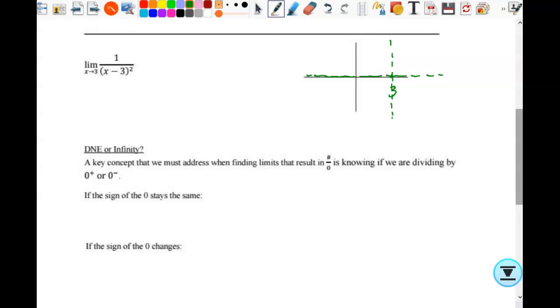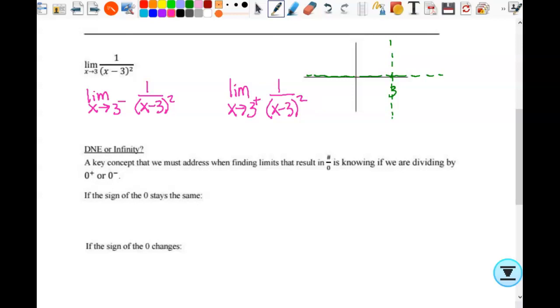And if I just straight up substitute in 3, I'm going to get 1 over 0. So when that happens, when I get does not exist, I have to look at the left and look at the right. Technically, this is a ratio, so I should write it out as 2, but we'll skip over that part because we can't cancel anything out. So I would have the limit as x approaches 3 from the left of 1 over x minus 3 squared. Then I will also look at the limit as x approaches 3 from the right of 1 over x minus 3 squared.